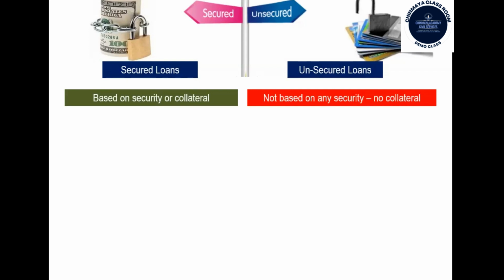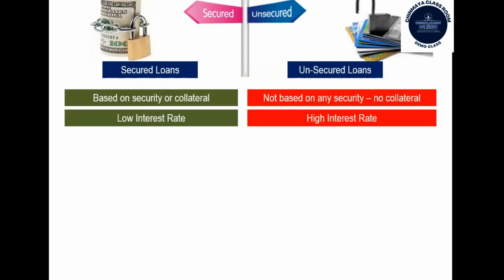For a secured loan, the interest rate charged will be very low. For an unsecured loan, the interest rate charged will be very high. Why? Because there is no collateral, so the risk is high.